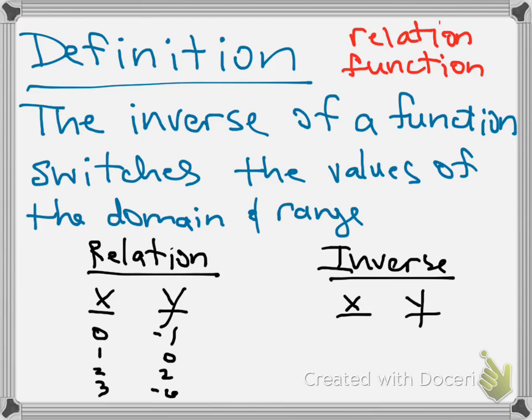So let's say we have this relation that I gave you at the bottom of the slide, where we've got these x values 0, 1, 2, and 3, and those x values correspond to these y values of -1, 0, 2, and -6. To find the inverse of that relation, all you have to do is switch the x values with the y values. So your new x values become -1, 0, 2, and -6, and your y values become 0, 1, 2, and 3. It's that simple. The inverse of a relation or a function simply switches the x values with the y values.